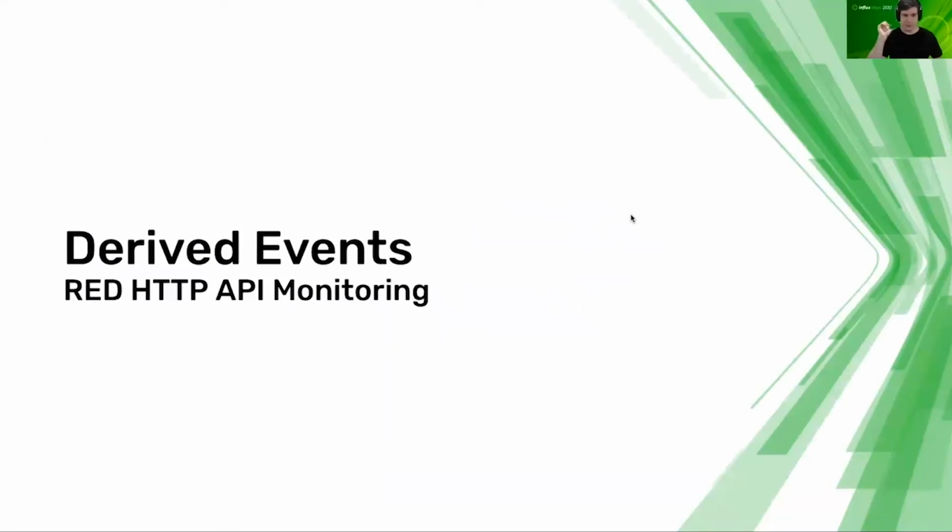So what we're going to do now is go through each of those different types of metrics, and then I'm going to show some examples of what it ends up looking like when you write Flux queries. I'm going to start with derived events because I think they're the easiest to reason about and write queries for.